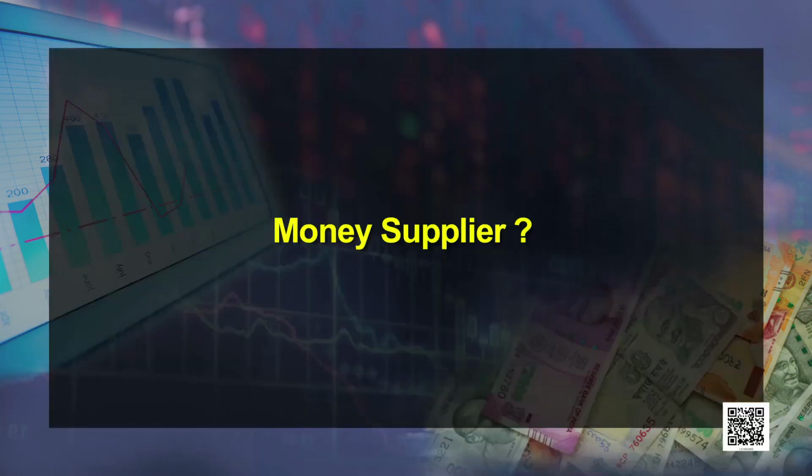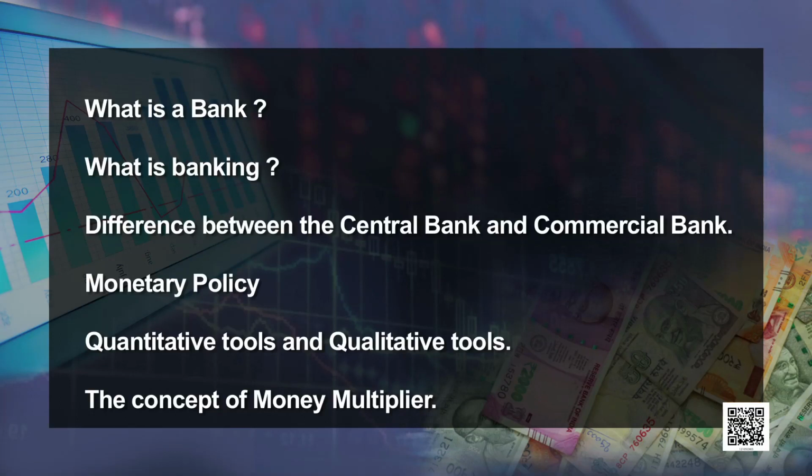So I hope you would have understood what is money supply. So in this session, we discussed what is bank, what is banking, what are the 2 most important types of banks in our country, that is central bank and commercial bank, what is the difference between them, what are the functions of central bank. Then we moved on to the monetary policy, which discussed several quantitative and qualitative tools. We also discussed the concept of money multiplier, and ultimately this led us to discussion of money supply. I'll see you in the next session.